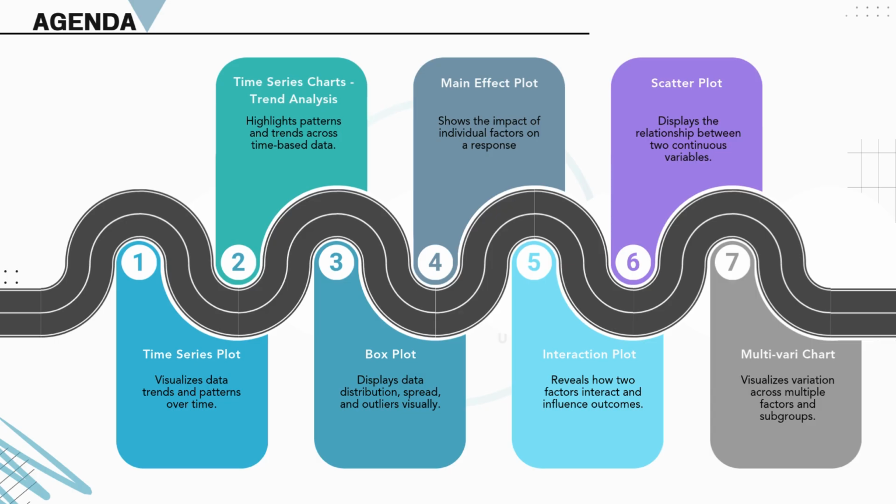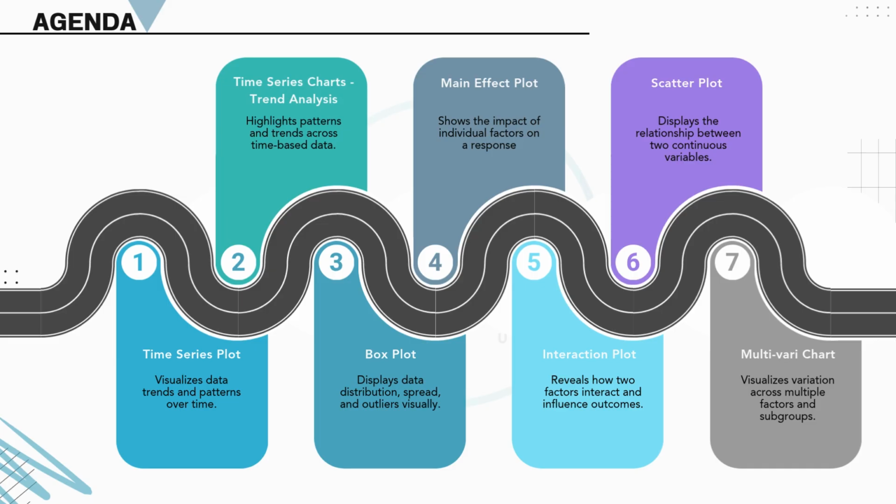Main effect plot. This chart shows the impact of individual factors on a response variable. It helps us determine which inputs have the strongest influence on outcomes. Interaction plot. Here, we'll explore how 2 factors interact and influence a result. It's particularly important when factors don't act independently, and their combined effect matters.